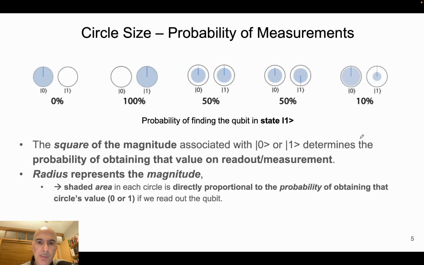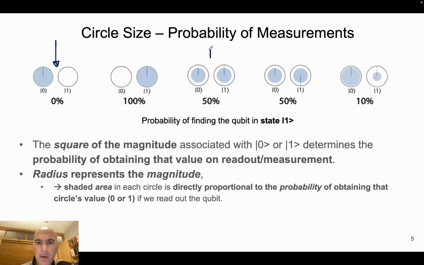Let's look at some examples using the circle notation for a one qubit system. We're going to have two circles, one for the 0 state and one for the 1 state, and let's look at different cases. In this case, this is basically a classical system, but we do have a phase here. The probability of finding the state 1 is 0 because this circle is completely empty. The opposite case is this one, where the state 1 is completely filled, so the probability of finding the system in the state 1 is going to be 100%.